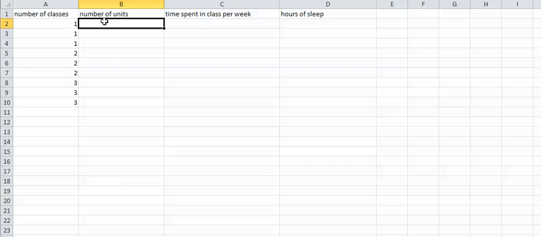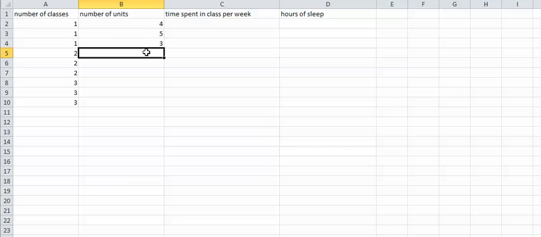So I'm also recording the number of units that each person is taking. So person one said that they're taking one class. Maybe this person is taking the 4-unit class, so they would say 4 units. Person two is also taking one class, but maybe they're taking a 5-unit class, so they're actually taking 5 units. And maybe this person is taking a 3-unit class. So even though they're all taking one class, they're not taking exactly the same number of units.